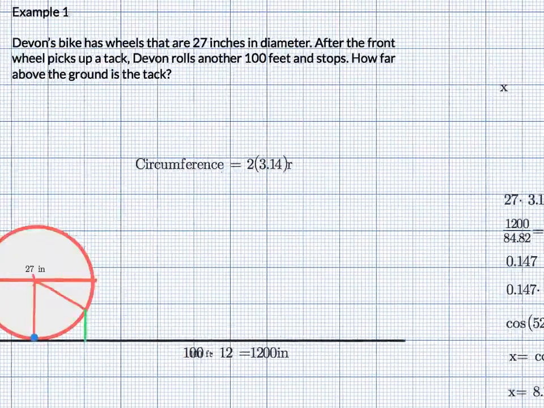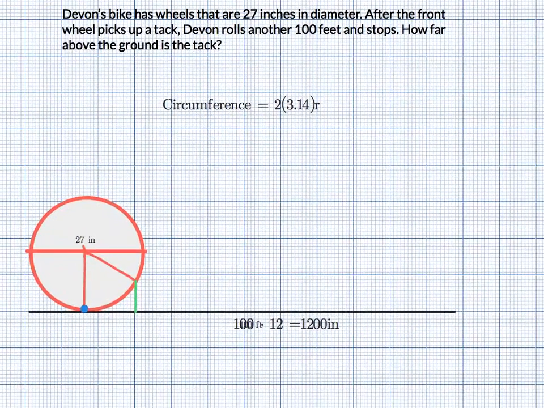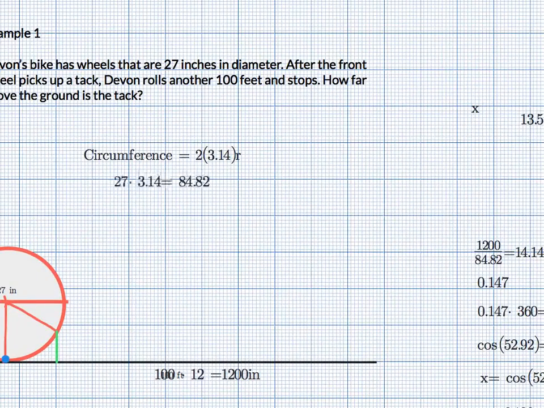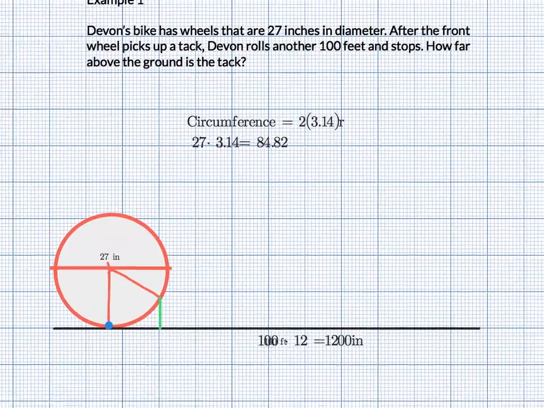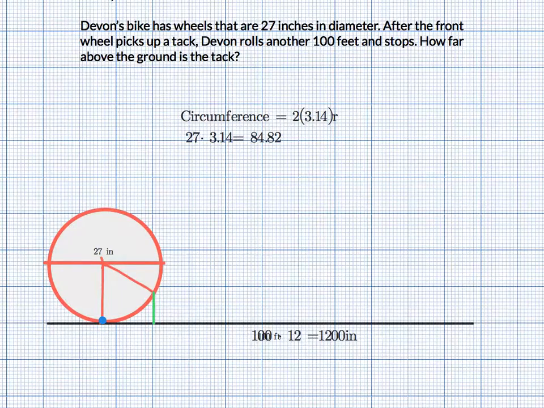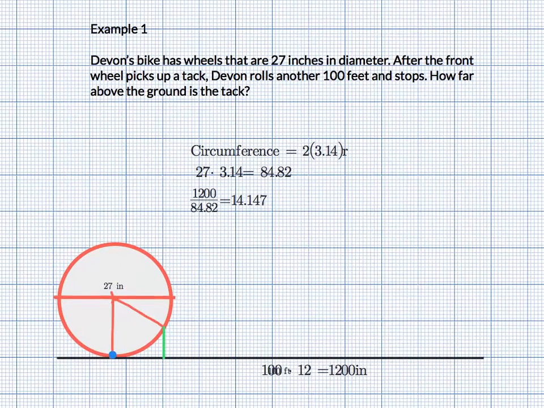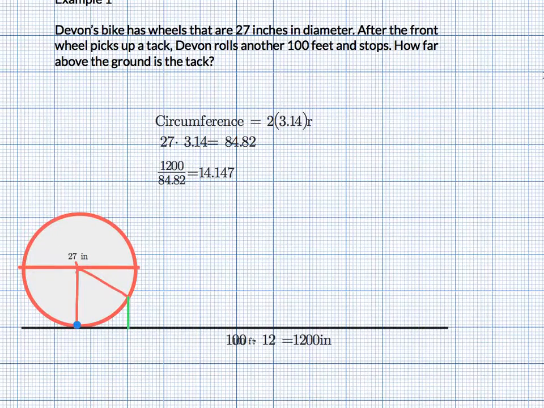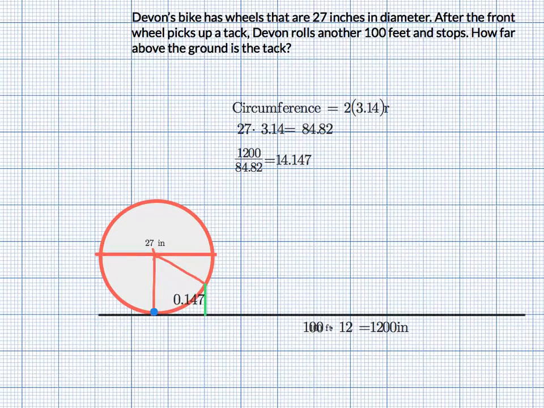So, we would find the circumference using our circumference equation, 2 times pi 3.14, times the radius. Once we plug our numbers in, we get our circumference to be 84.82 inches. Now, we can divide 1,200 by 84.82 inches to find the amount of revolutions to be 14.147 revolutions. That means Devon's bike tire ran for an extra 14 revolutions and 0.147, which would represent where the tack is in sector length.